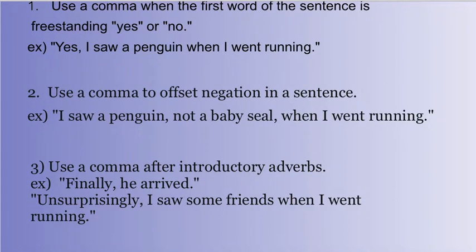Okay, what else? Use a comma to offset a negation in the sentence. Here's what I mean. I saw a penguin, not a baby seal, when I went running. So this "not a baby seal" is the negation. So we want to offset the negation, almost like an appositive. We want to surround it with commas.